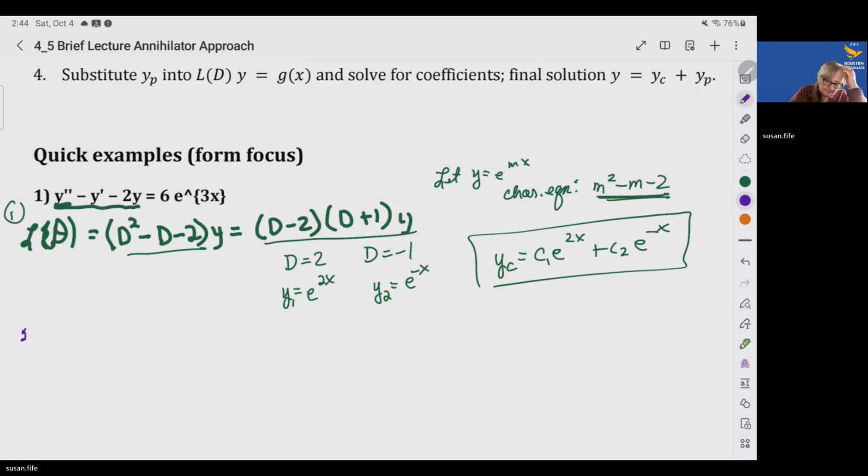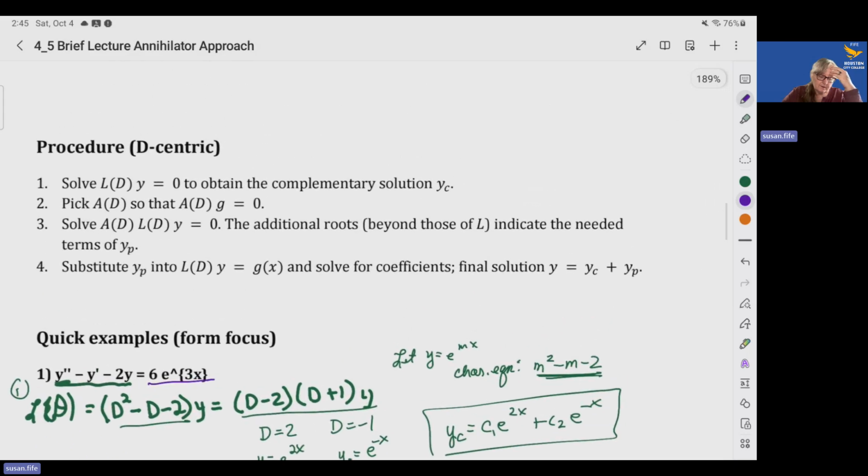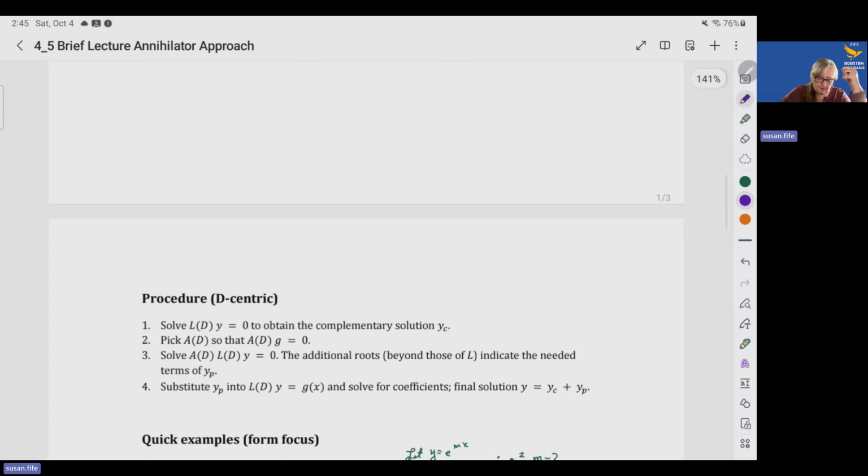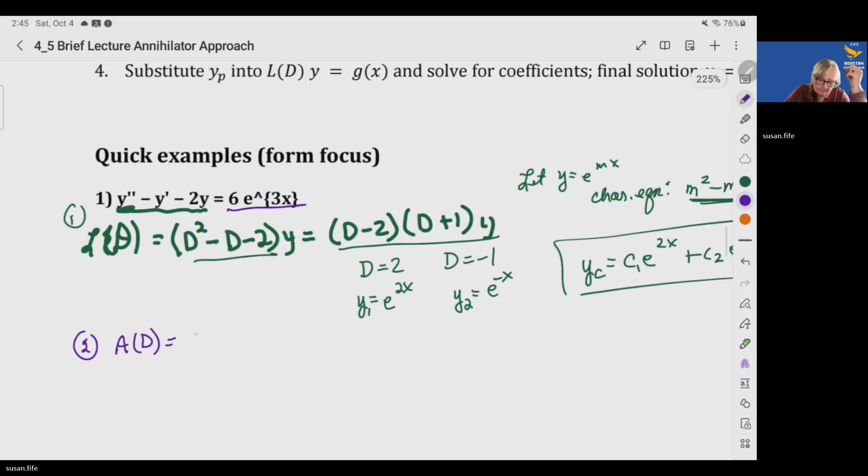So step 2, we want the annihilator function, A of D. This is an annihilator function that will annihilate 6e to the 3x. The key here is on that table: if you have e to the ax, you're going to use D minus a. So in this case, D minus 3 annihilates 6e to the 3x. If you apply D minus 3 to 6e to the 3x, you're going to get 0.